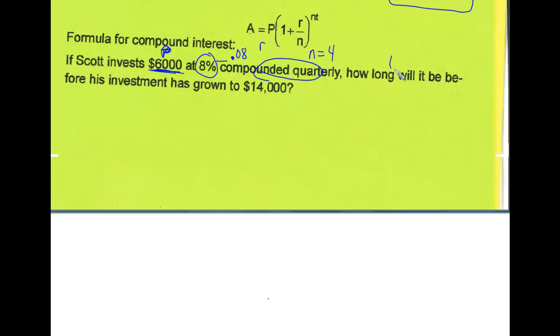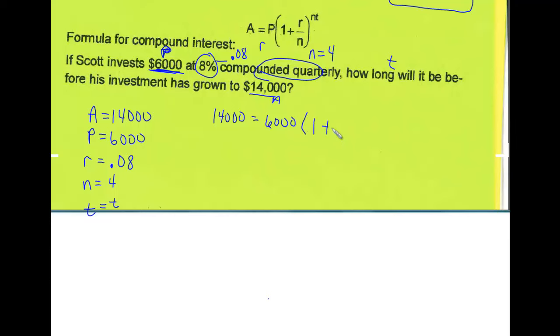How long will it be? That's time. And how much has it grown is 14,000. That's A. So A is 14,000. P is 6,000. R is 0.08. N is 4. And T is, we don't know, question mark. So let's fill in all of our key players. 14,000 is equal to 6,000 times 1 plus 0.08 divided by 4 raised to the 4 times t power.